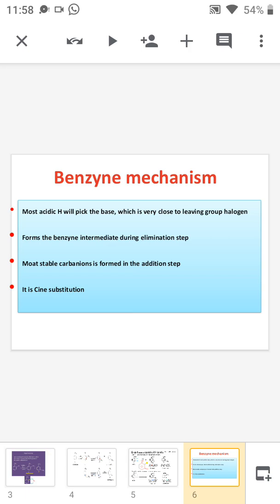And in the next step, that is the addition step, due to the attack of a nucleophile, a carbanion is generated, and this carbanion will pick up the H plus ion in the reaction medium, and the substitution will occur. One of the specialities of this substitution reaction is that it is a cine substitution. I hope that you understood the concept. Thank you.